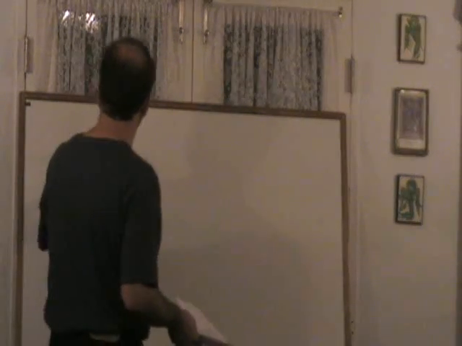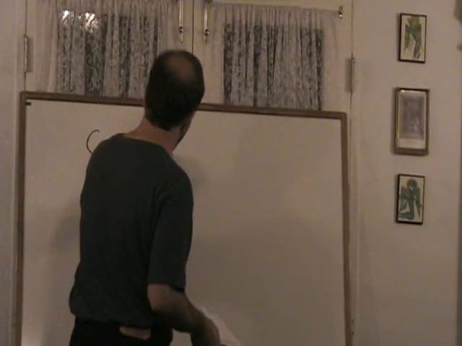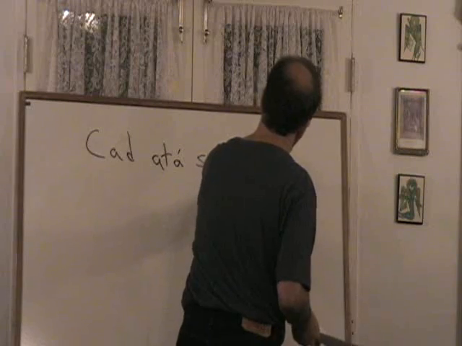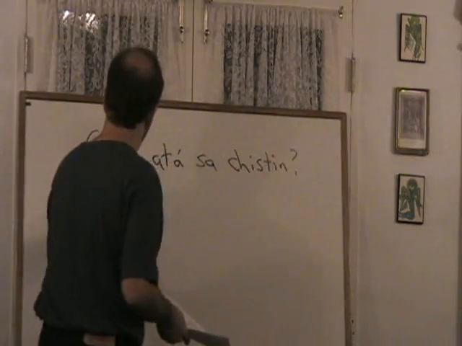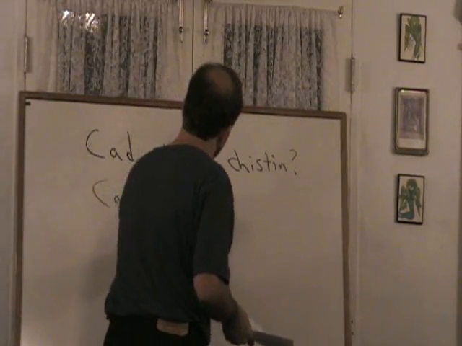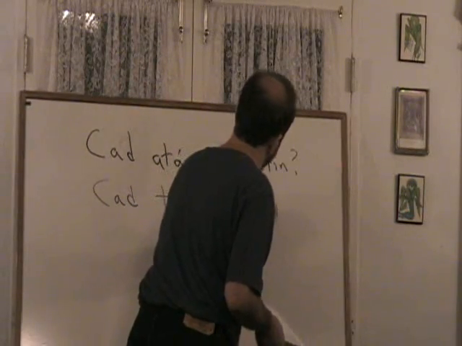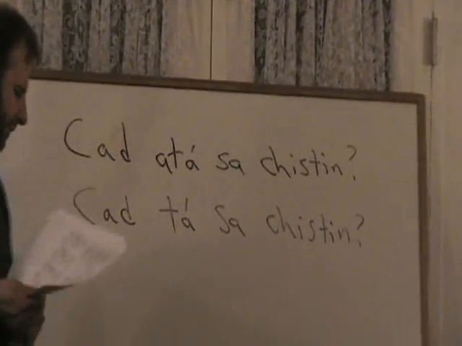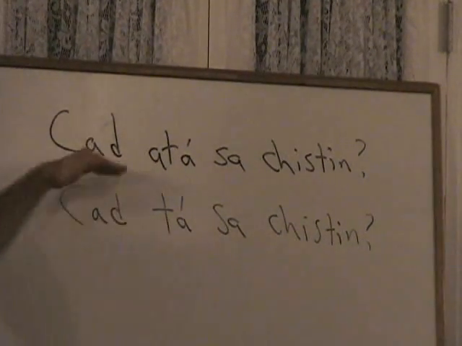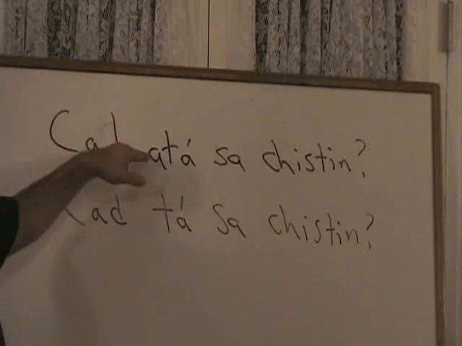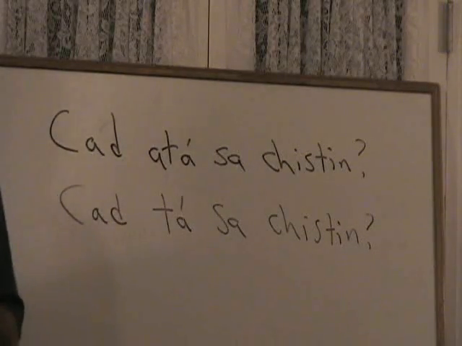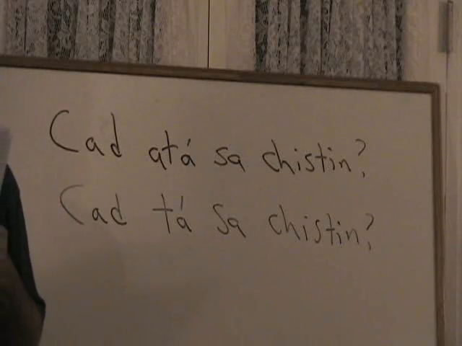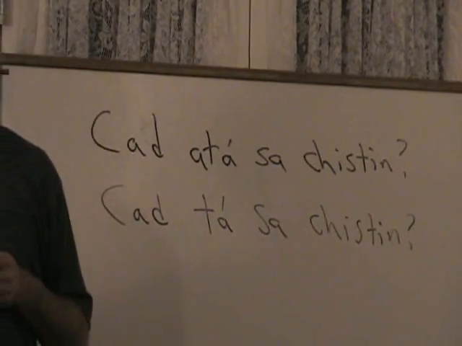And you'll see that two ways. You'll see cod ata, or you'll see cod ta sufficient. Okay, so a lot of times that first a gets dropped off. But cod ta, something like what is it that is in the kitchen? Okay, cod ta sufficient. Now, if you want to ask what is usually in the kitchen, cod avian sufficient.